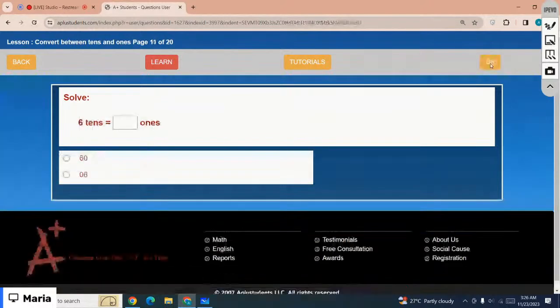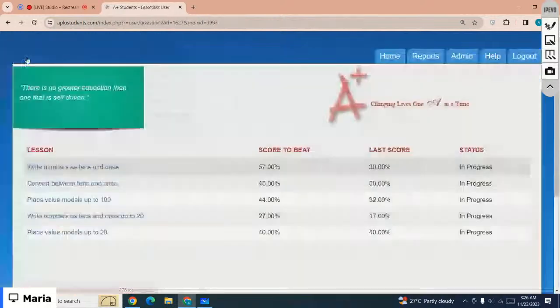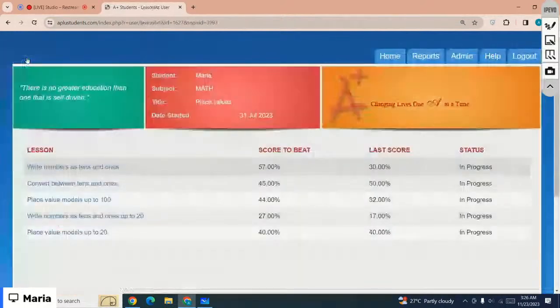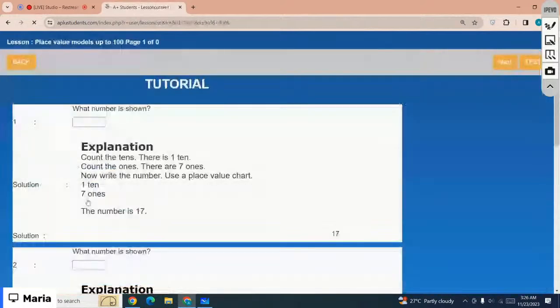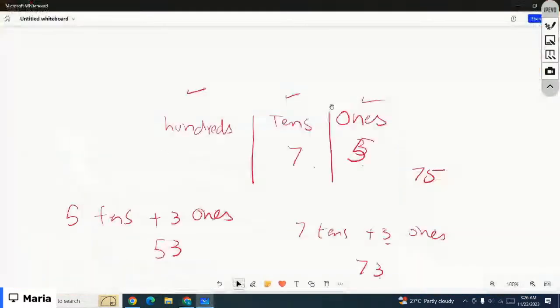Okay, you can complete the lesson by yourself later today. Let's just move on to the next lesson. And the next lesson is place value models up to 100. So we have already seen this value model, right? Here is the place value model: ones, tens, and hundreds, right? The last digit is the digit that is at the ones position, right?